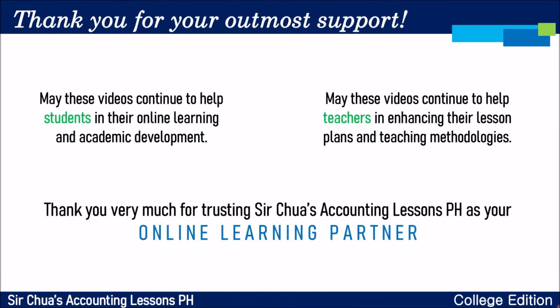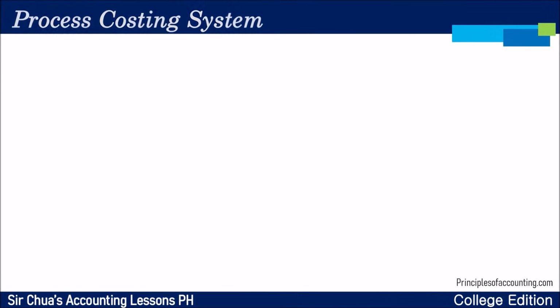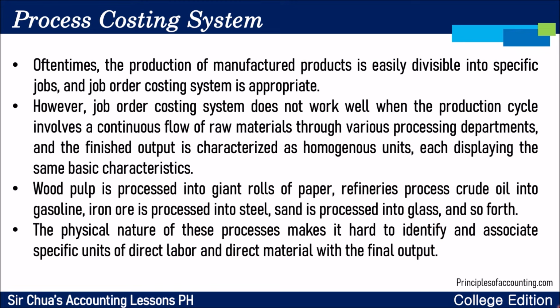In the last lesson, we discussed the job order costing system, ano po yung cost flow natin sa kanila, paano po tayo mag-assign ng materials, labor, and overhead into specific job orders or job batches. And now, we are ready to move on to another costing system, which is process costing system.